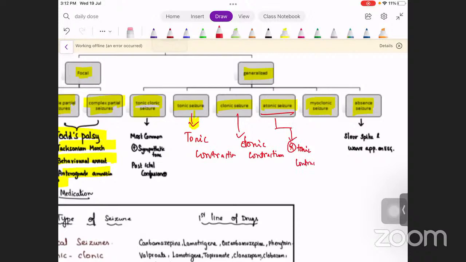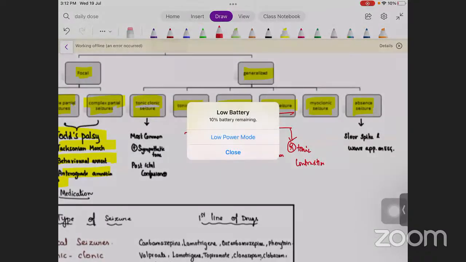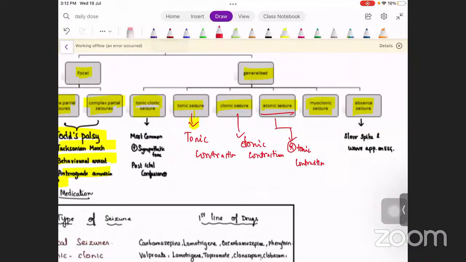A myoclonic seizure is a myoclonic jerk, so myoclonus will be there. Apart from the tonic-clonic seizure, the most common symptom is activation of your sympathetic tone, and you may see post-ictal confusion in these patients.